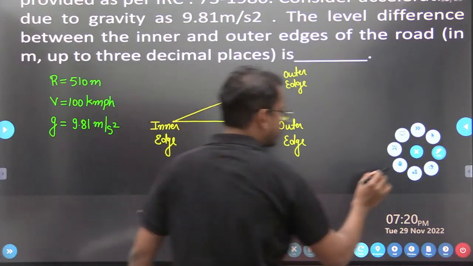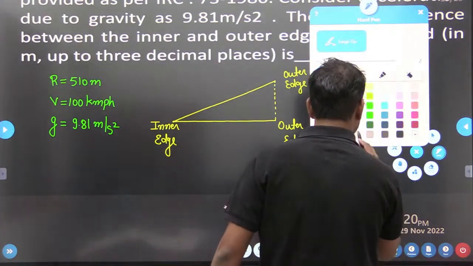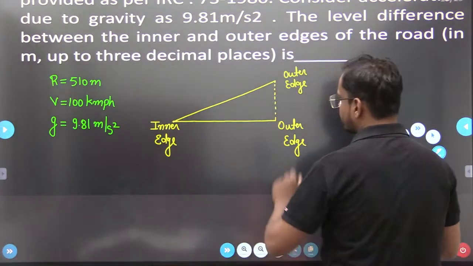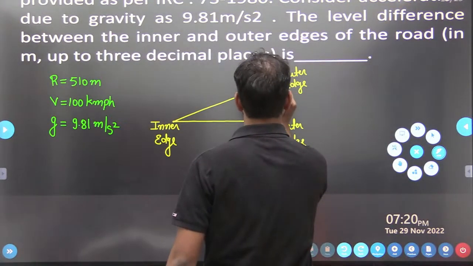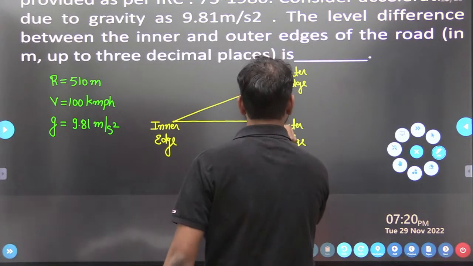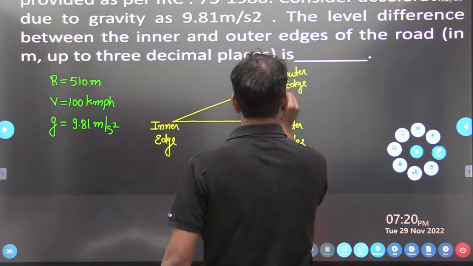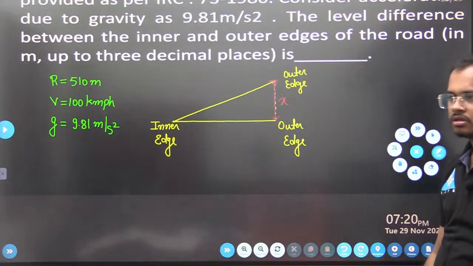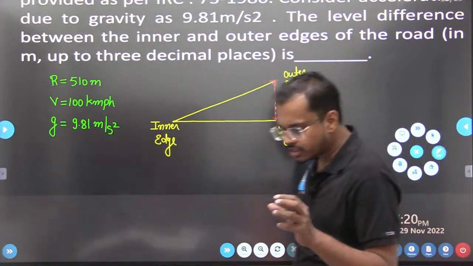So my dear friend, this is our inner edge and this is our outer edge. The level difference between outer edge and inner edge, I will consider X. The question is, what is the value of X? The main question is, what is the value of X?